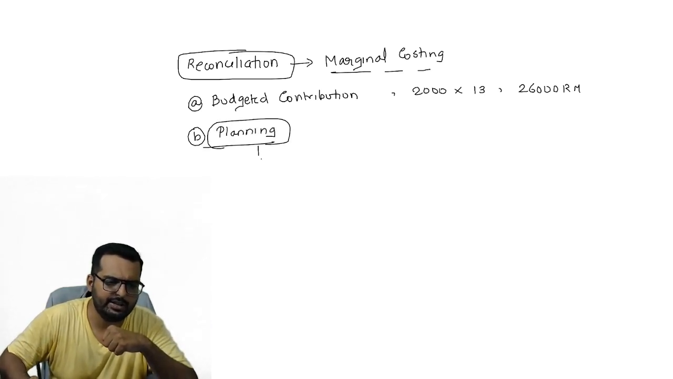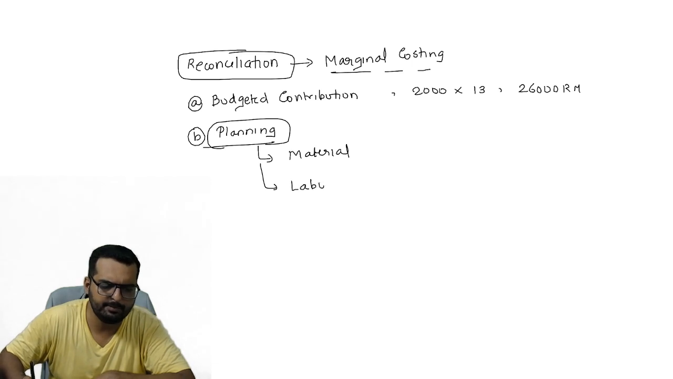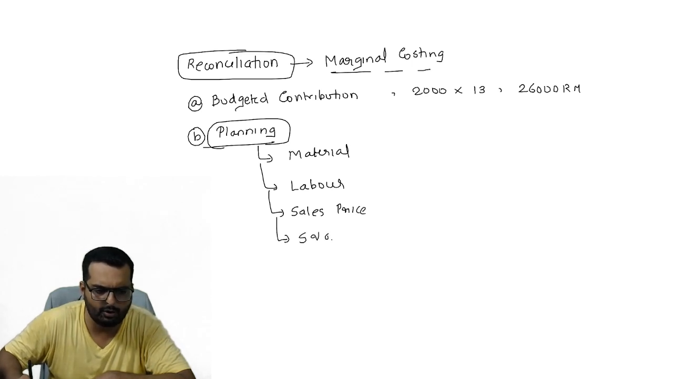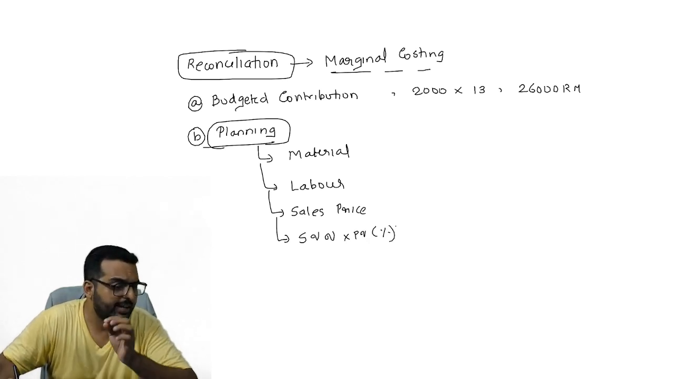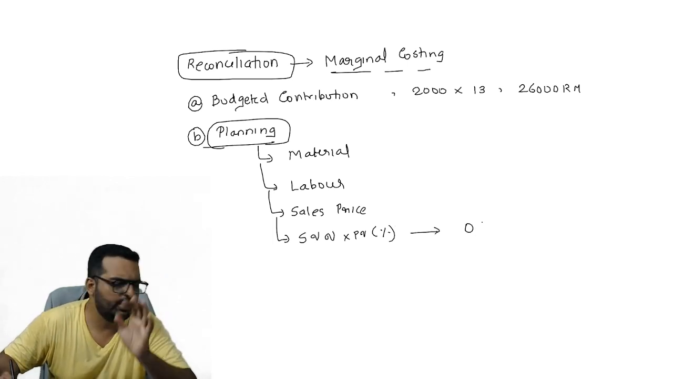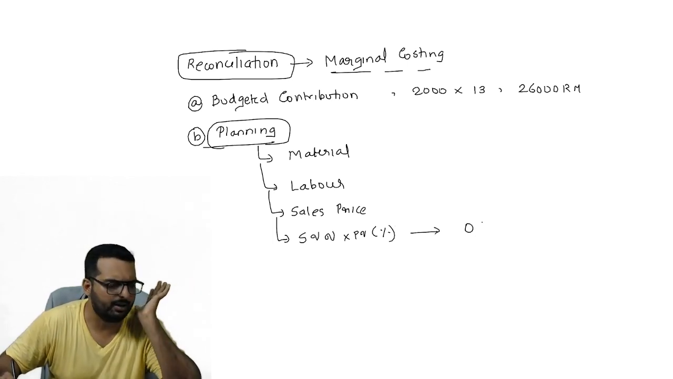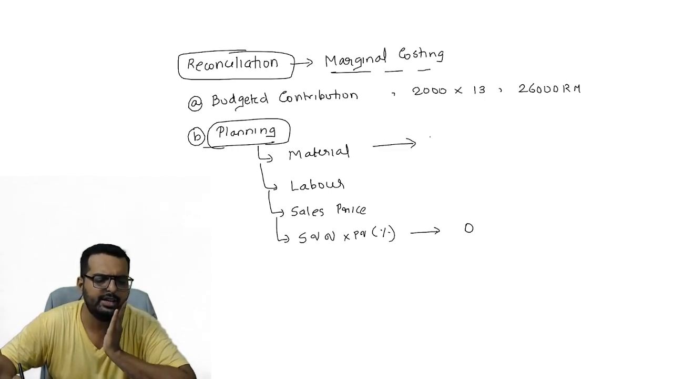Okay. So now tell me, inside planning, we will have material, we will have labor, we will have sales price variance. And tell me, friends, will we consider sales volume variance? We will take sales volume variance into the PV ratio. But in our question, sales volume variance is equal to how much? It is 0. So we don't have to worry about that part. Everybody clear with that? Now tell me, how much was the material price variance?